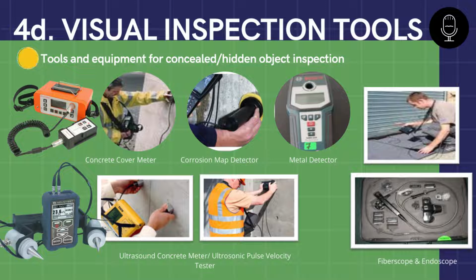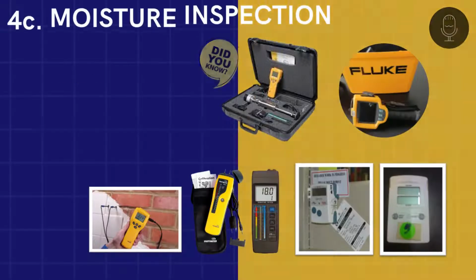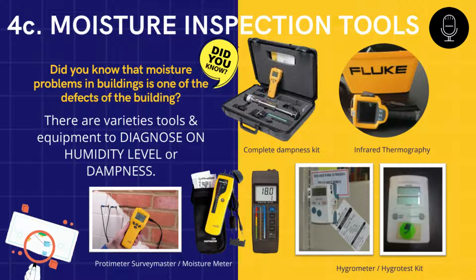And the last tool used in visual inspection for concealed areas are the fiberscope and endoscope. These 2 tools are used to examine and inspect small, difficult to reach places such as the insides of machines, structures, and so on. Now we move to the moisture inspection tools.